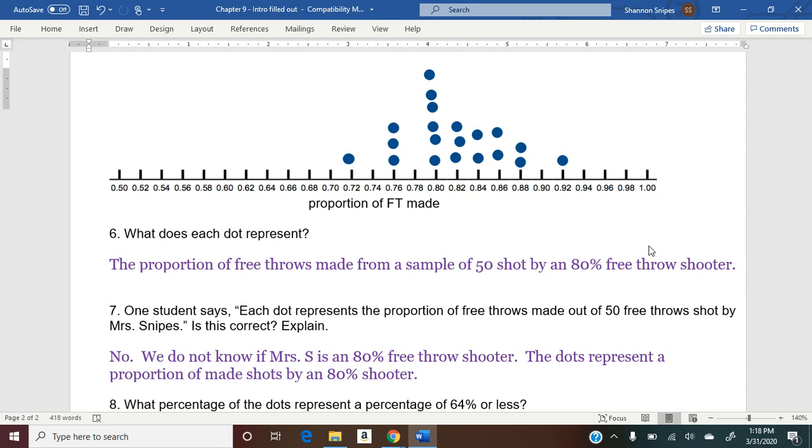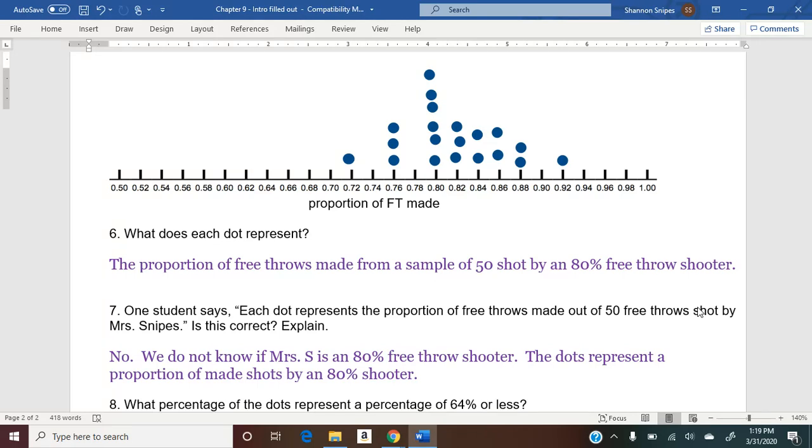Now, I've kind of already addressed this next one. One student says each dot represents the proportion of free throws made out of 50 free throws shot by Miss Snipes. Is this correct? No, because we are investigating if I'm telling the truth. We don't know for sure that I'm an 80% free throw shooter. So we based our simulation on someone being an 80% free throw shooter. I just don't know if it's me or not right now.